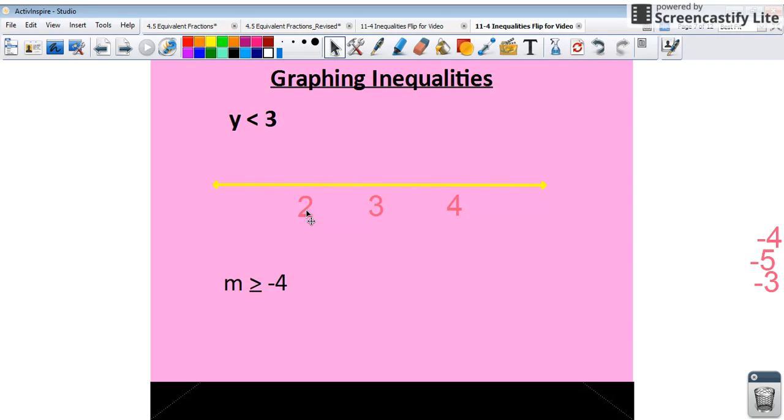Okay? The next important thing to remember is the different types of circles. Okay, you can either have a closed dot, you can have an open dot.